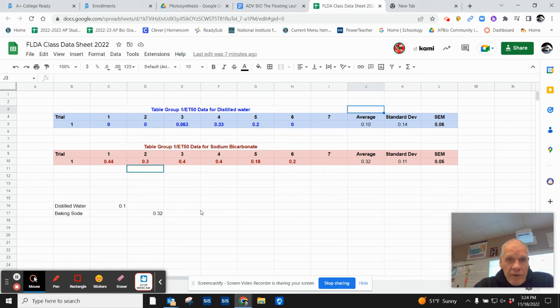So once again, you would have to calculate and make a graph of your data. If you want to use Google Sheets, this is the way you would have to set it up. You would have to put in distilled water and put the average there. Baking soda, put the average there. I can now choose all that. I can go to insert graph.